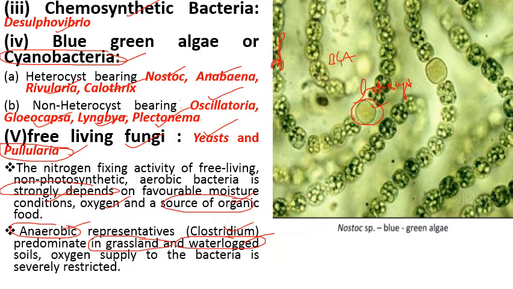In water-logged soils, oxygen supply to the bacteria is severely restricted. जो water-logged condition है जिसकी वजह से ऑक्सीजन की सप्लाई बहुत restrict हो जाती है इन microbes को, और इस condition में ये नाइट्रोजन को fix कर पाते हैं.